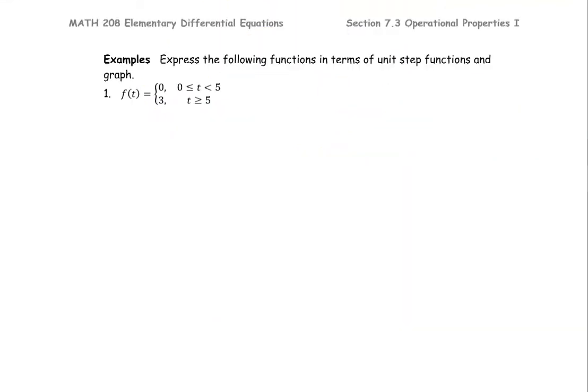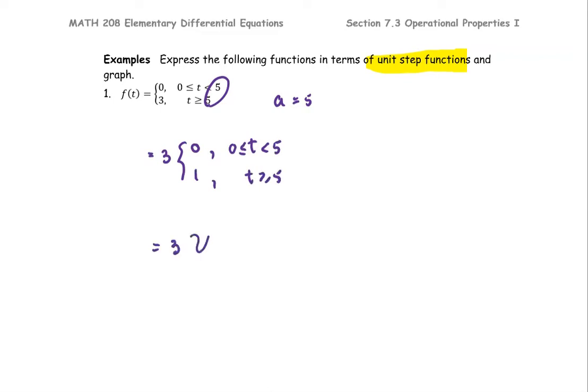In these examples, we are going to express the following functions in terms of unit step functions and then graph. The first one, f(t), is defined to be 0 for t greater than or equal to 0 but less than 5, and defined to be 3 for t greater than or equal to 5. So the point of translation a is 5. Now we can write the piecewise defined function as 3 multiplied by the piecewise defined function that's 0 for t greater than or equal to 0 and less than 5, and 1 for t greater than or equal to 5. Then we can see this as 3 multiplied by the unit step function u(t minus 5).